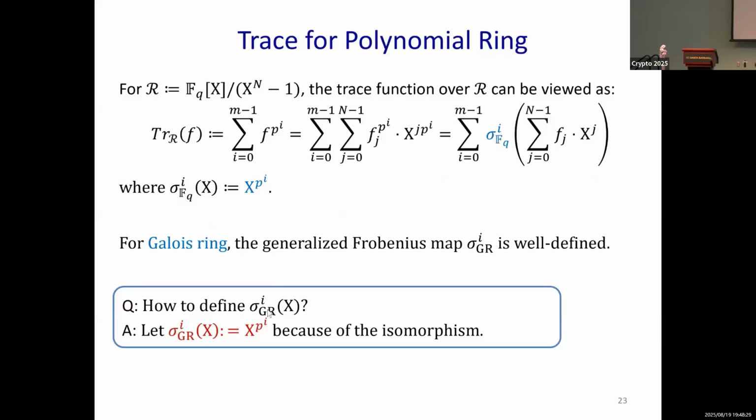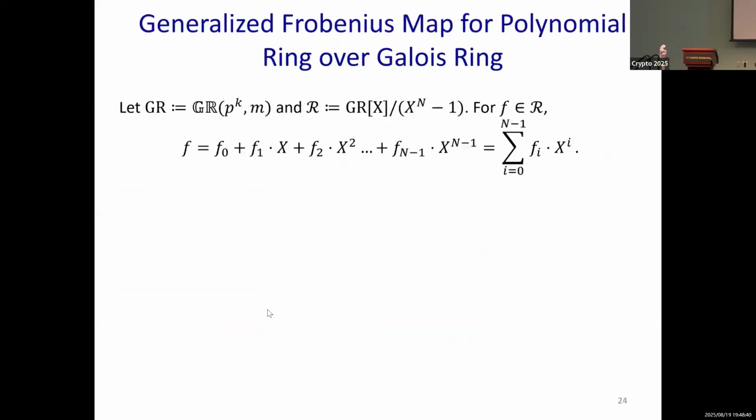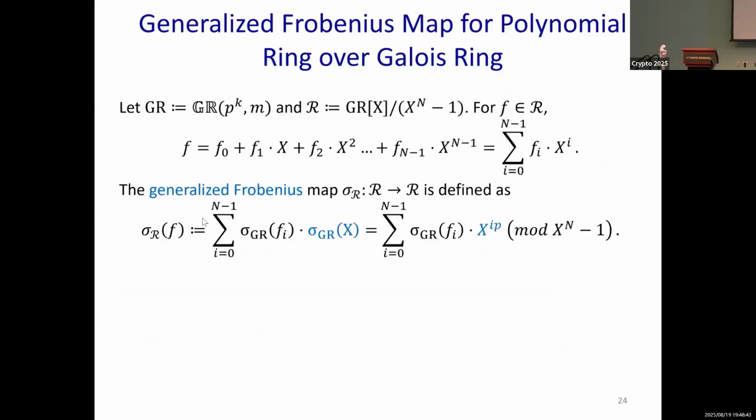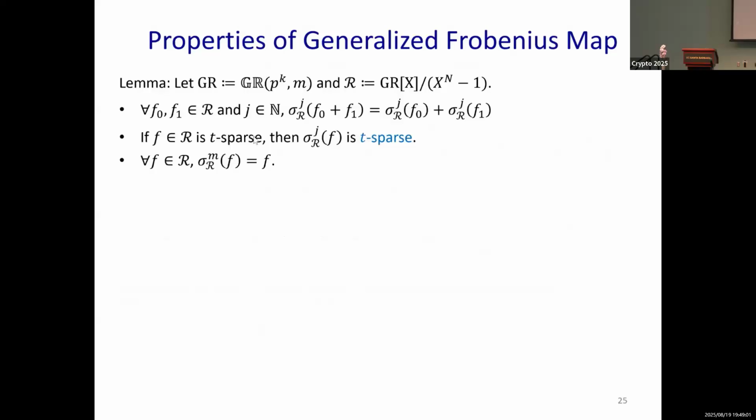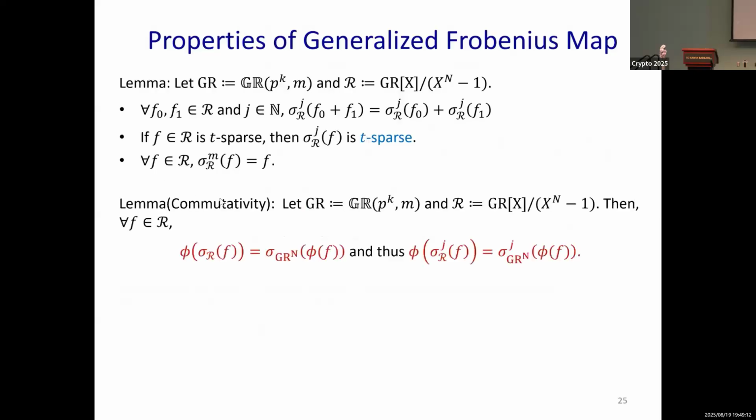We consider the trace function, and the isomorphism commute. I mean, we make some operations between these two maps. So for any f, the Frobenius map can be defined as a sum of products of the Frobenius map. Given this Frobenius map, we proved it satisfies some desired properties like additive homomorphism, sparsity preserving, and also after m applications of the Frobenius map, f becomes itself. In particular, we proved this Frobenius map and the isomorphism commute.